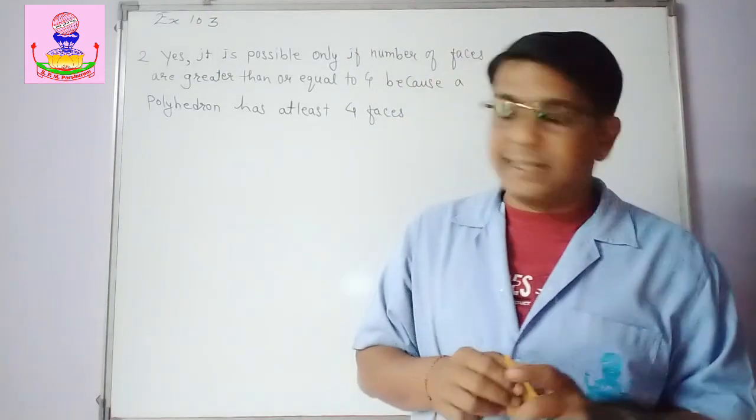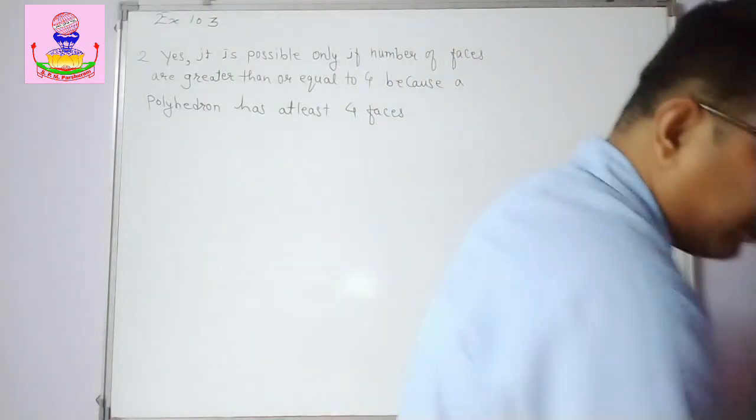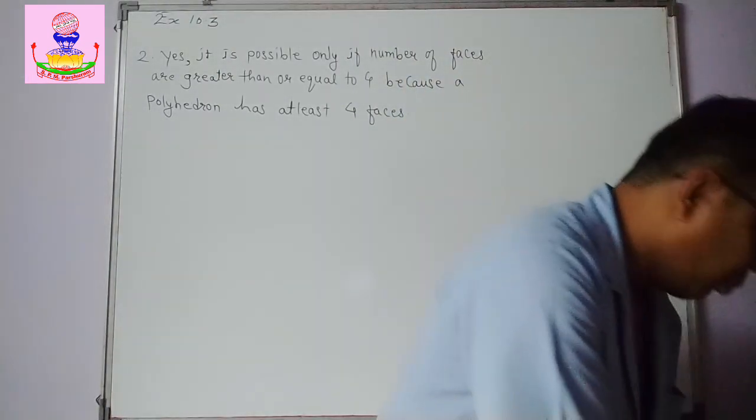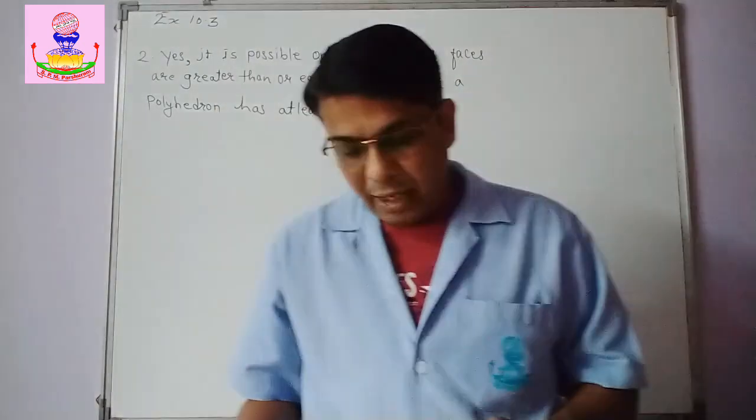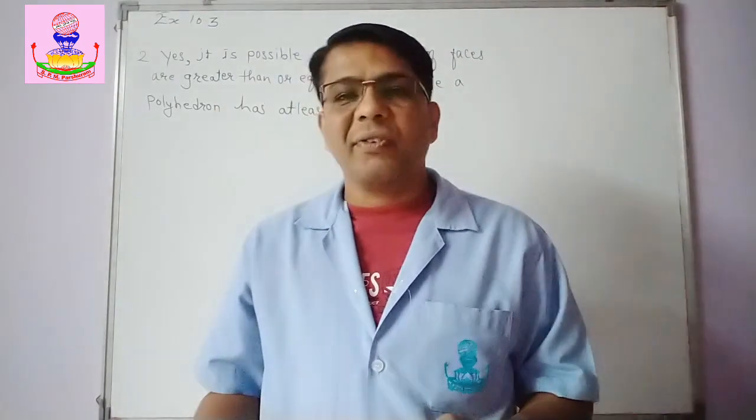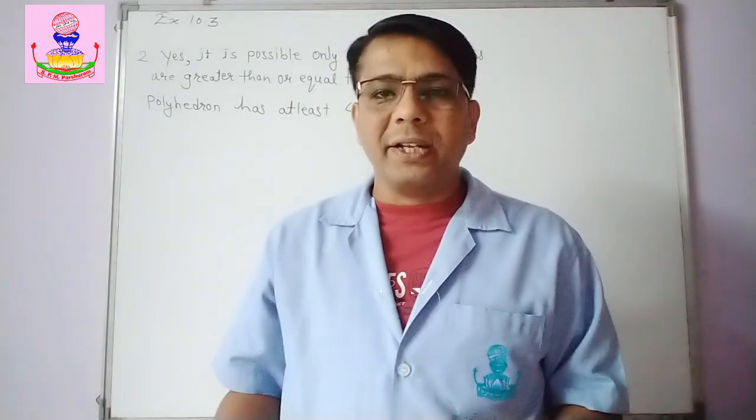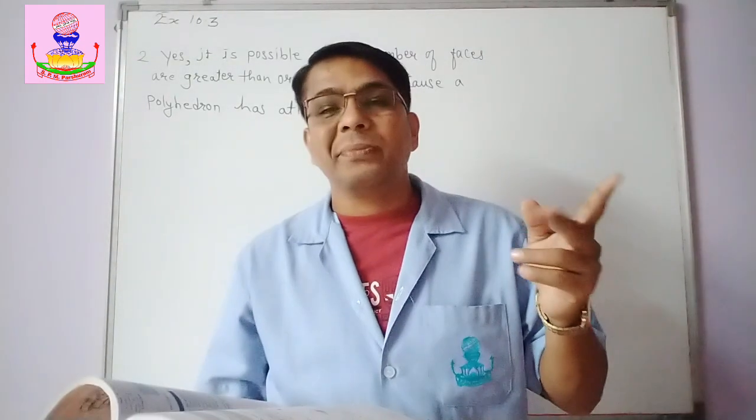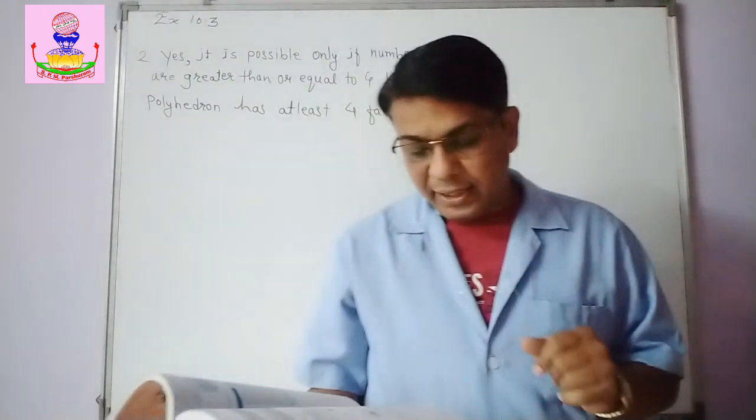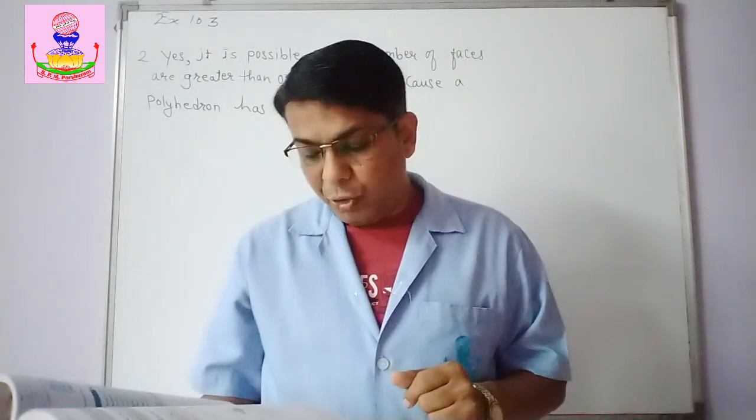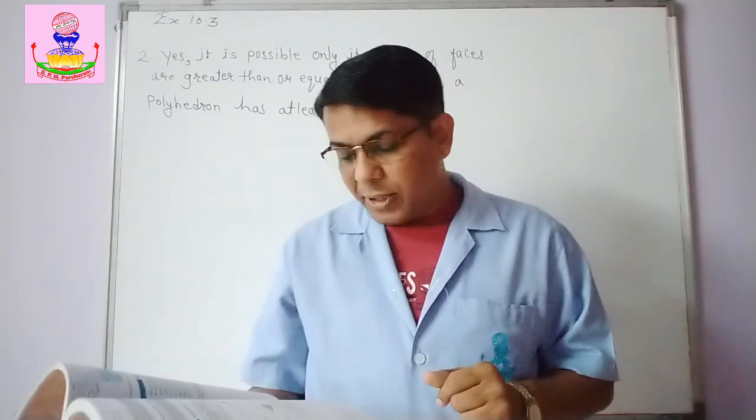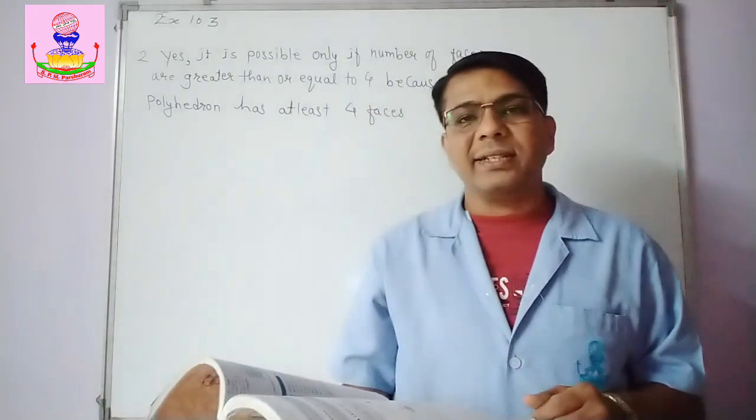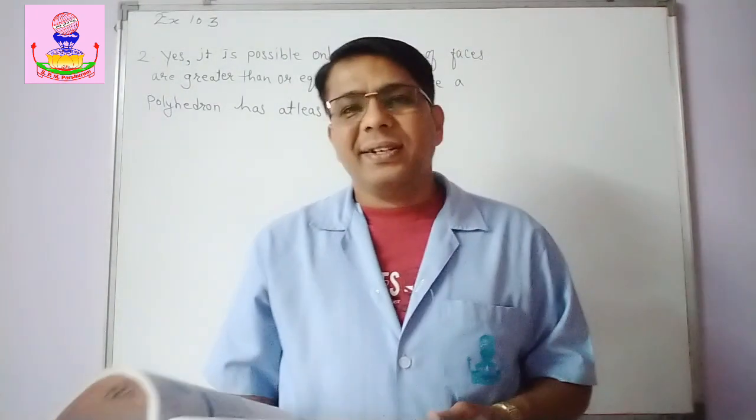Okay, so now next, question number 3, you will do it as homework. Which are prisms among the following? I don't feel you will find any difficulty in it. If your basics are clear about prisms and pyramids, do that as homework. Now question number 4, how are prisms and cylinders alike?